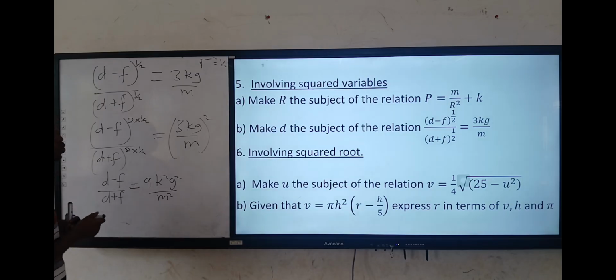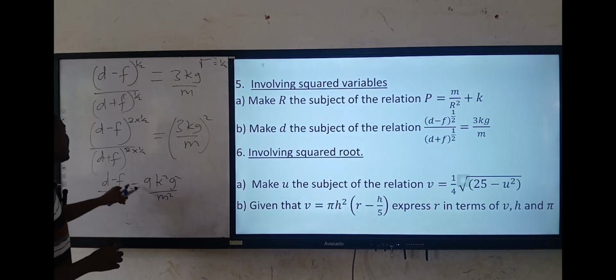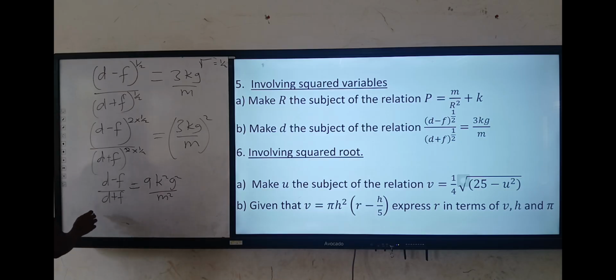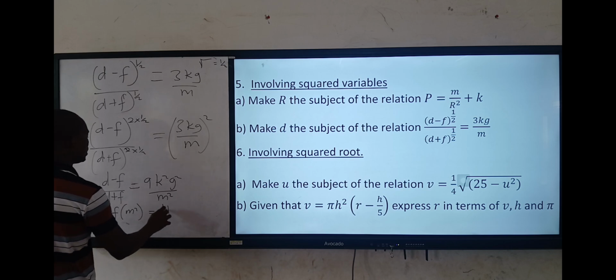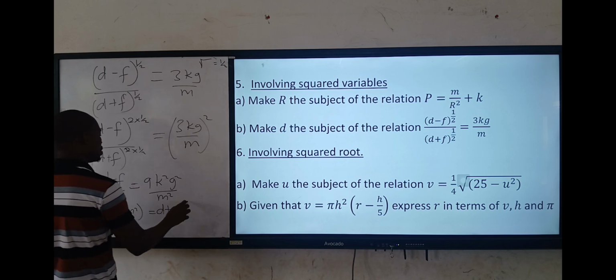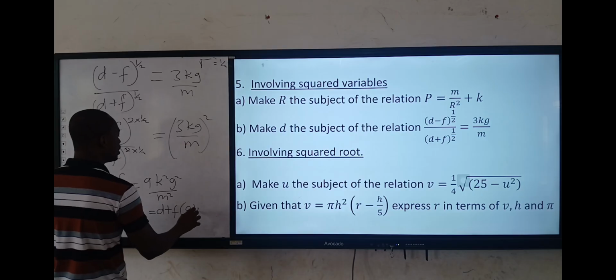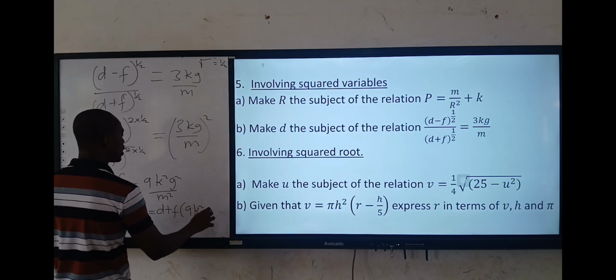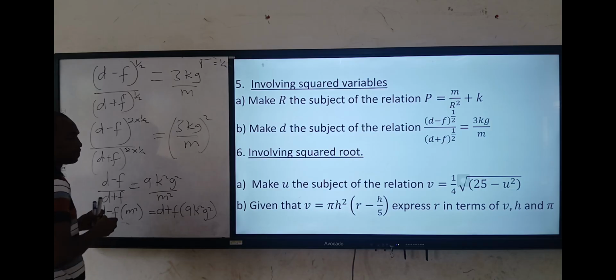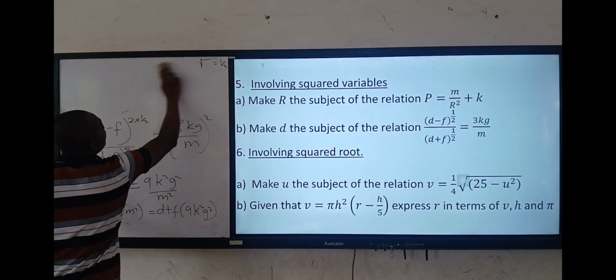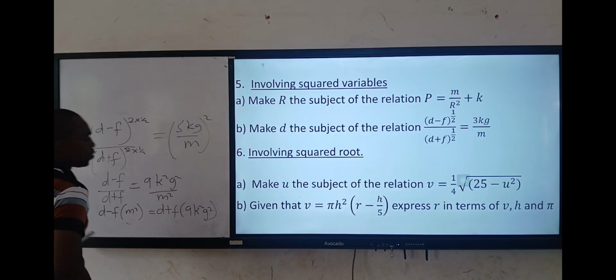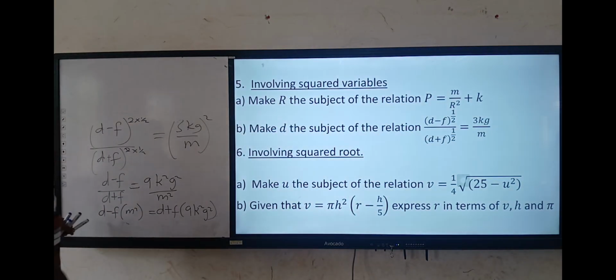The next thing you are going to do is cross multiplication. So this one multiply that, this one multiply this. So you are going to get d minus f in the bracket m squared will be equal to d plus f in the bracket 9k squared d squared. Close the bracket here. So the next thing that we are going to do is expand the bracket.